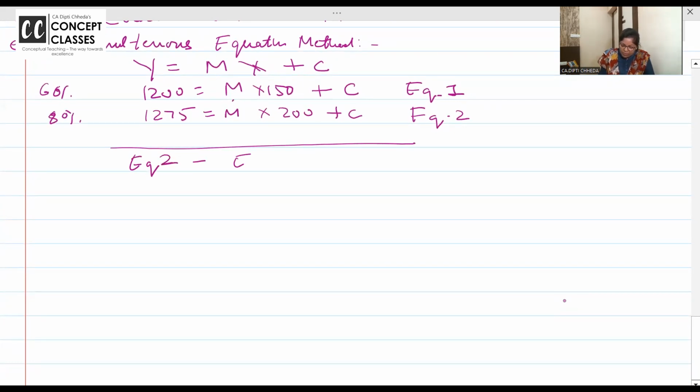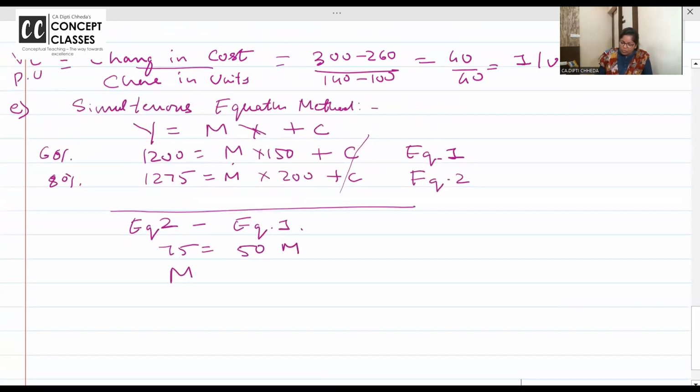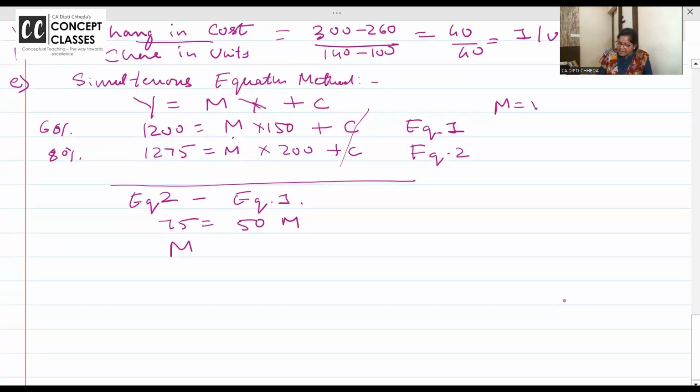Equation 2 minus equation 1. There is replacement and many other methods, but I am going by the simple one. So this will cancel. 75 is equal to 50 M. What is M? What is the rate per hour? Labor hours are 150. M is the variable cost per hour.